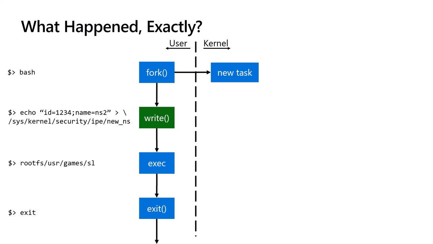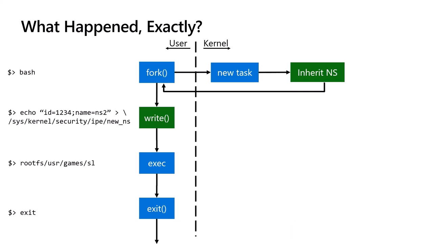So when we write in bash, that created a new schedulable task in the kernel. When that new task is created, there's this convenient security hook that's called whenever a new task is created, and we just say, hey, inherit the current namespace immediately. So we just assign our little LSM blob memory region to point to whatever the parent's namespace task is, and then return back to fork.